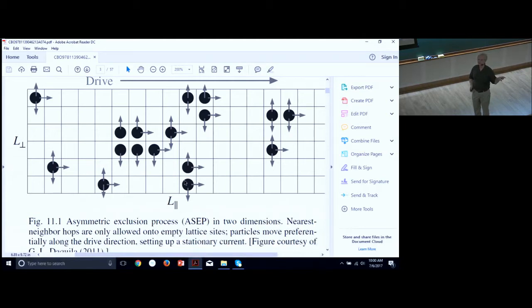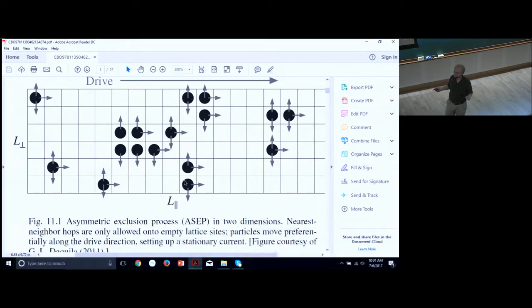If I switch the drive off, that's just the equilibrium Ising model, say, in 2 dimensions. And I know that has a phase transition. And it turns out that phase transition survives if I switch the drive on. So now I have a genuine non-equilibrium phase transition that would take you from a disordered distribution of these particles, or the magnetization in the spin language, in the high temperature phase, to an ordered low temperature phase.